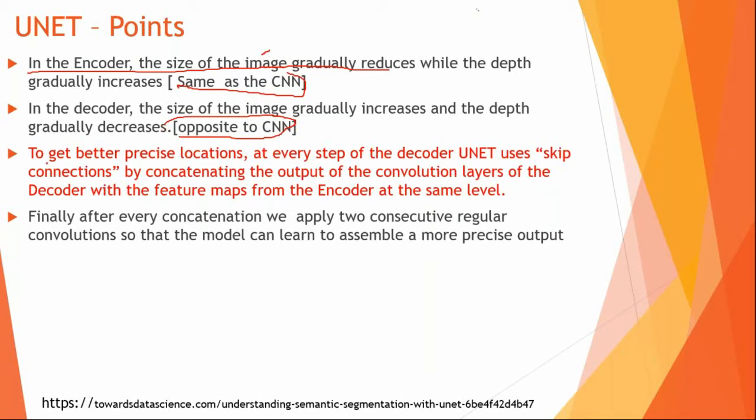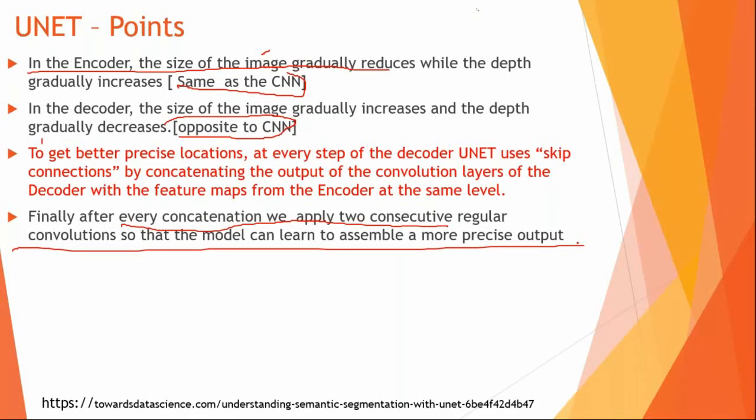And these two points are important. To get precise location at every step of the decoder unit, they use what is called skip connections. What they do is they take features from the encoder side and copy them into the decoder side, and after the concatenation, they apply two regular convolutions to assemble a precise output. So this is how UNet works.